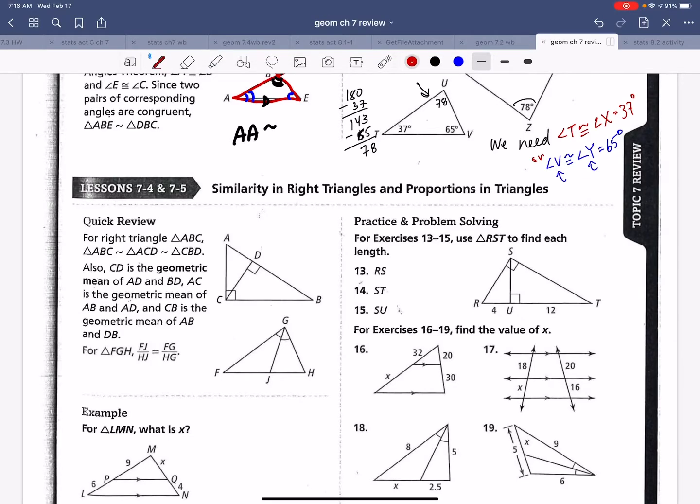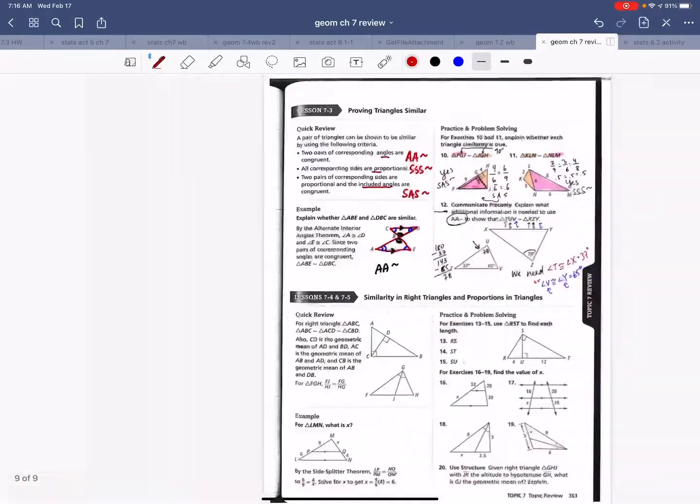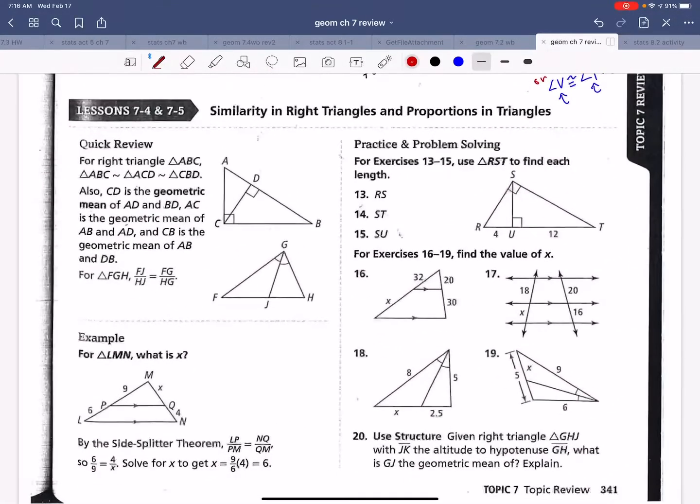Hey guys, we're going to finish up our lesson checks, or our topic review. So let's do it. It says similarity in right triangles and proportions. These last two lessons, we're really focusing on 7-4, which was mom, teen, baby, and 7-5, which was this side, bottom types of setups.